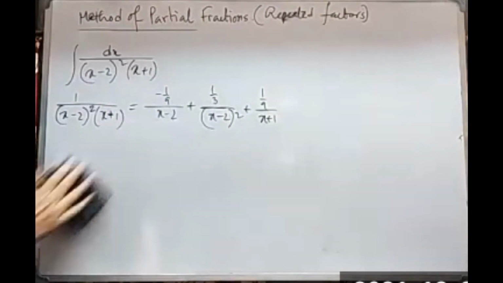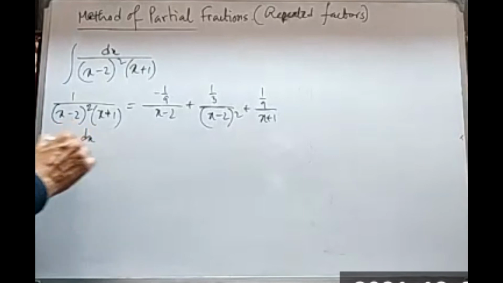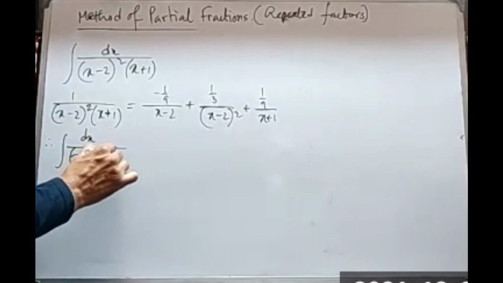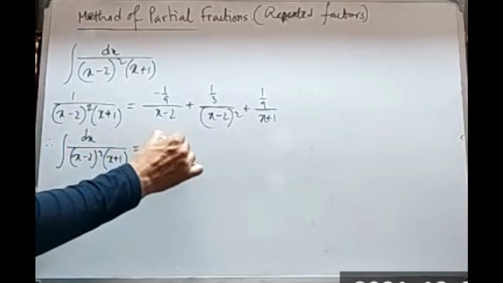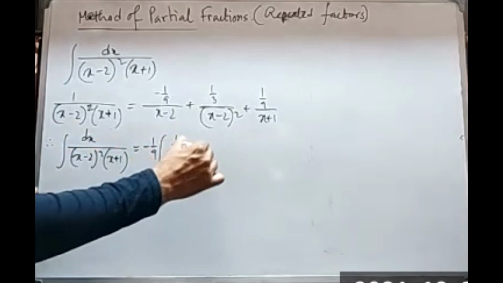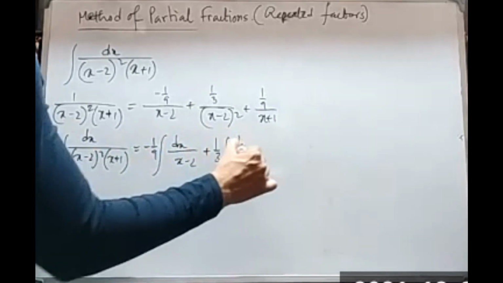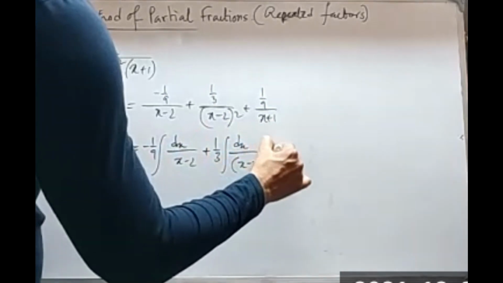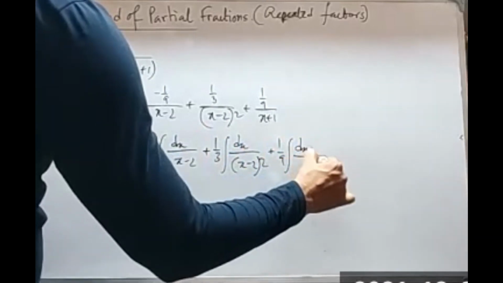The next thing is very easy. See, the integration part is very easy. So we can write integration of dx by (x minus 2) whole square into (x plus 1) as minus 1 by 9 integration dx by (x minus 2) plus 1 by 3 integration dx by (x minus 2) whole square plus 1 by 9 integration dx by (x plus 1).